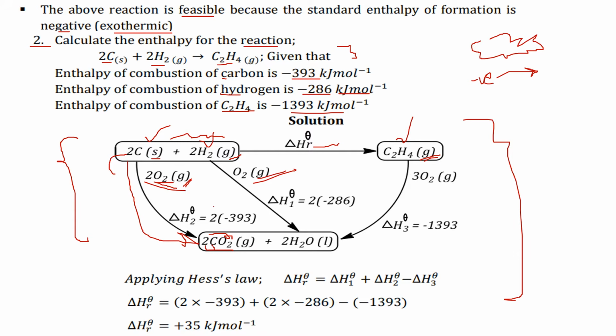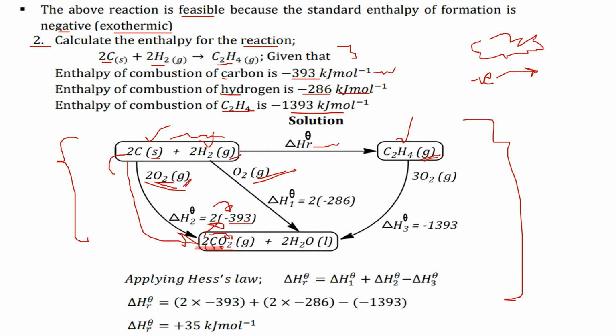So we are putting a 2 in front of the negative 393, which is the enthalpy of combustion of carbon, because the enthalpy of combustion of carbon which was given was for 1 mole. But here we are having 2 moles of carbon dioxide being produced. So you take this coefficient which is present here, and you multiply it with the energy value which was given to get the total energy value.